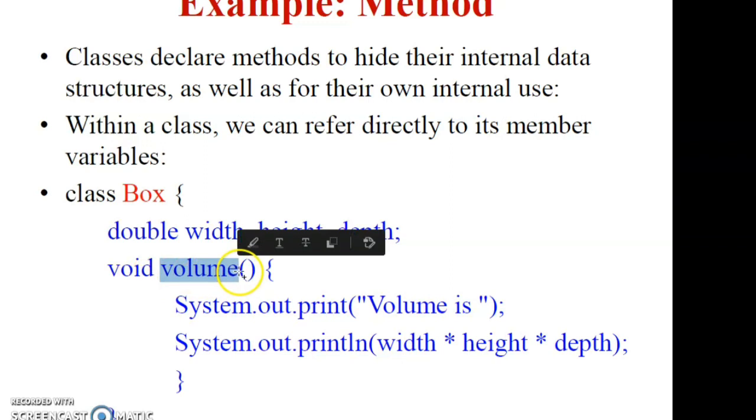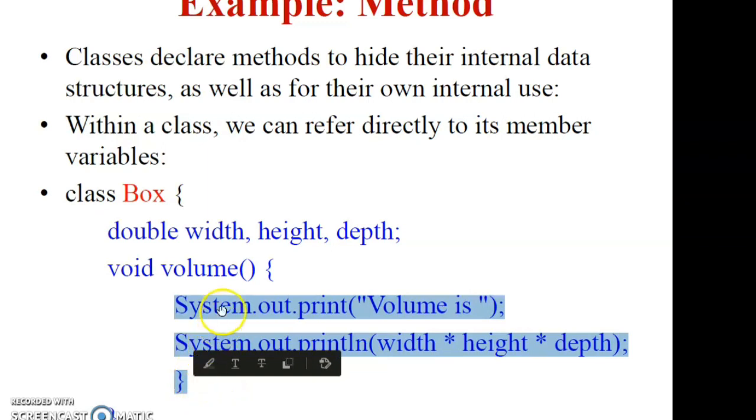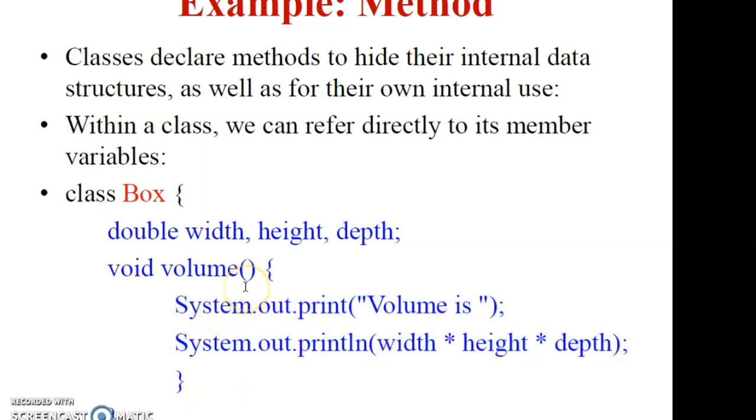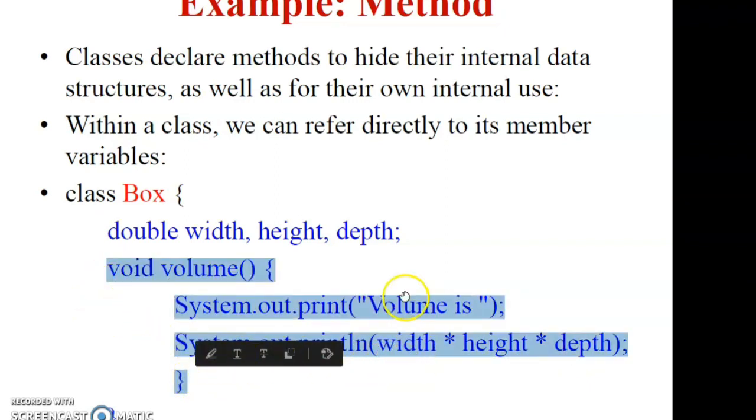How can you identify this as a function? You can see there are brackets. Whenever you find brackets, you can understand this is a function. The body of the function is from this curly bracket to this curly bracket. Here the function volume uses System.out.println for printing, and it multiplies width into height into depth. So this is the function to perform the multiplication of these three values.